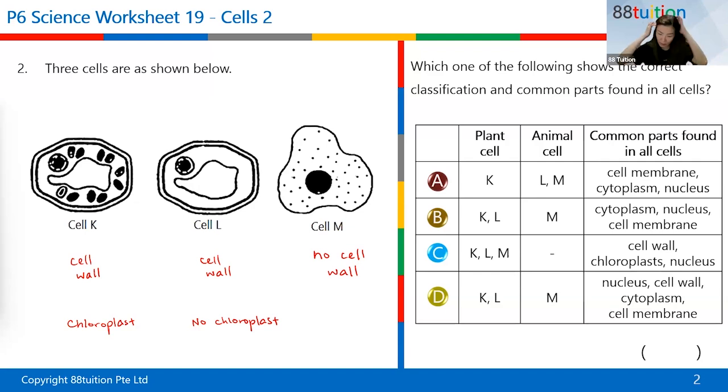Right, so come back to this one. Now we have our identification of the plant cell and the animal cell. What are the common parts then? What are the common parts found in all cells? Okay, so the answer is B.